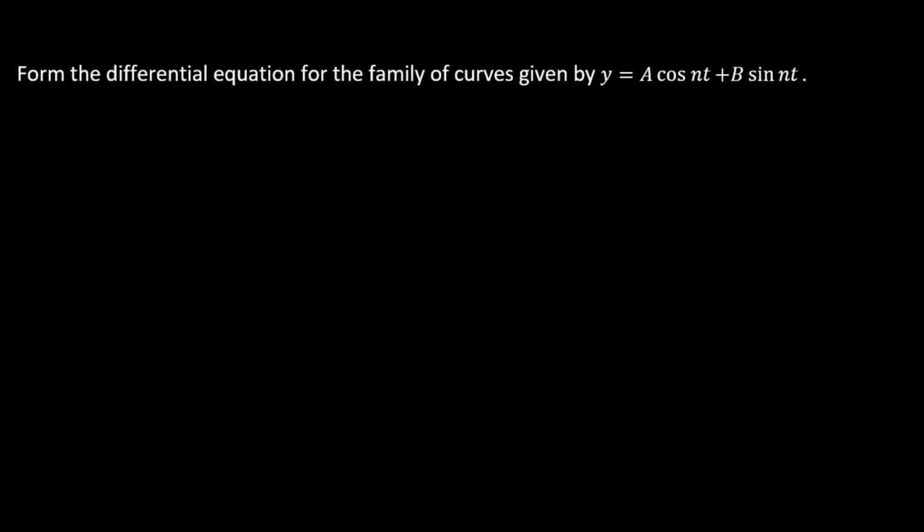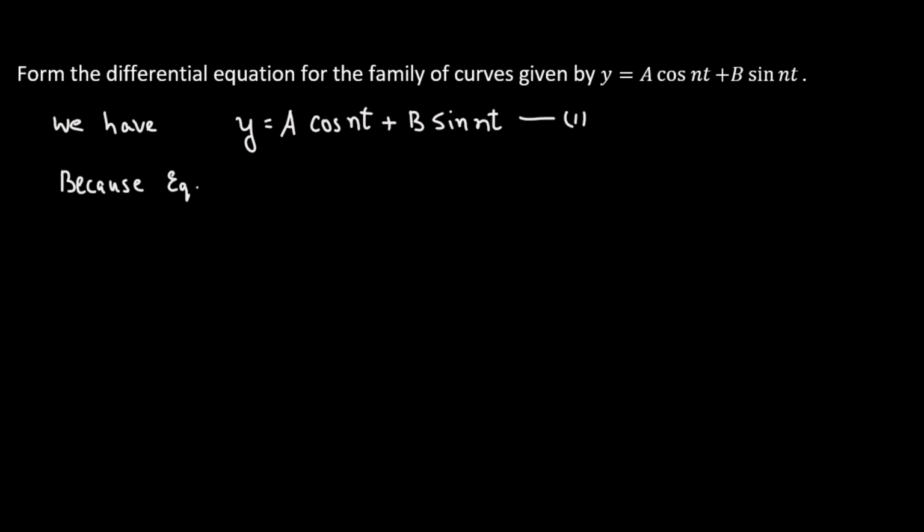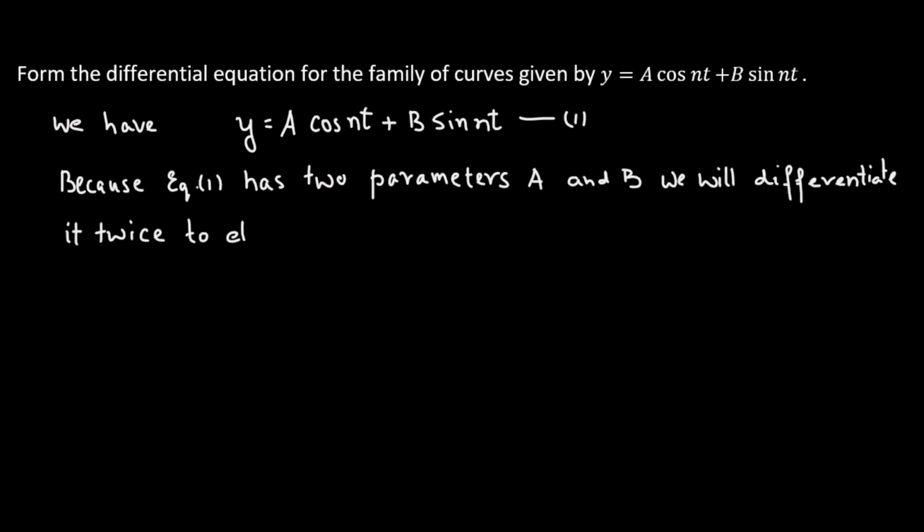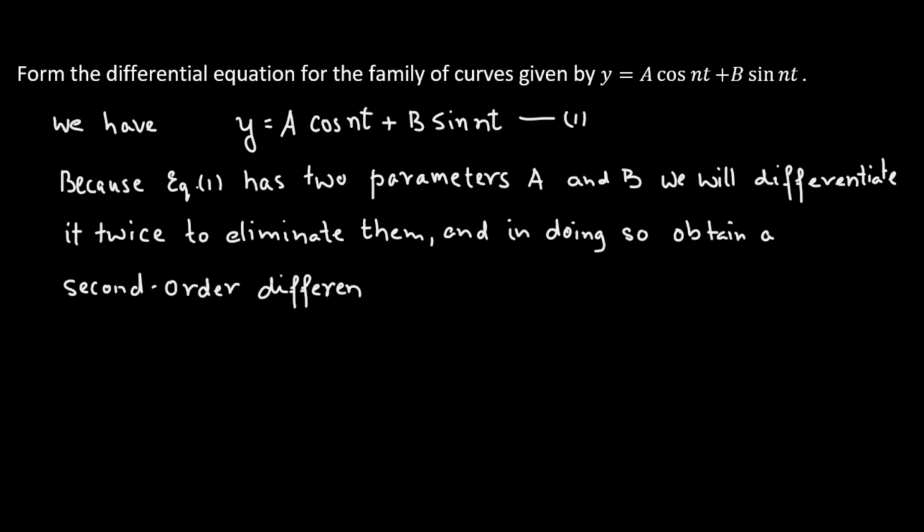Problem number 8. Form the differential equation for the family of curves given by y equals a times cos(nt) plus b times sin(nt). So here we have the equation y equals a cos(nt) plus b sin(nt). Now because equation number 1 has two parameters a and b, we will differentiate it twice to eliminate them, and in doing so obtain a second order differential equation.